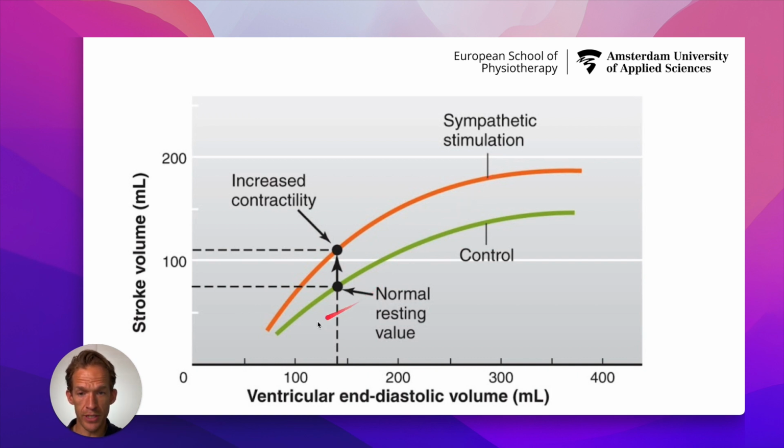In this graph, you can see again the green line that you saw before, where the normal Frank Starling mechanism is applied: if end diastolic volume increases, stroke volume increases. But the orange line shows the situation where, due to sympathetic stimulation, contractility is increased. Then you can see that at the same end diastolic volume, in this case 135 again, the normal resting stroke volume will change from this to this.